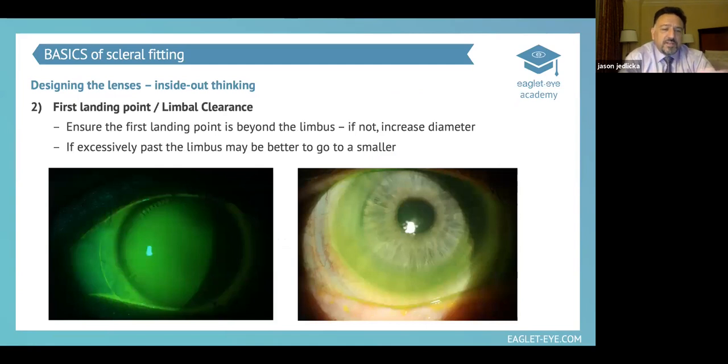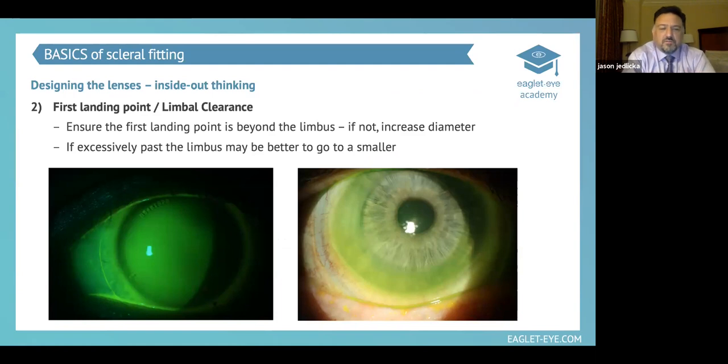The next thing we look at as we move out is that first landing point. Do we have limbal clearance? Does our lens land on the eye at the initial landing point beyond the limbus? Is it landing on the cornea or limbus? Or is it landing so far beyond the limbus that we're going to get issues with conjunctival tissue accumulating underneath our lens?